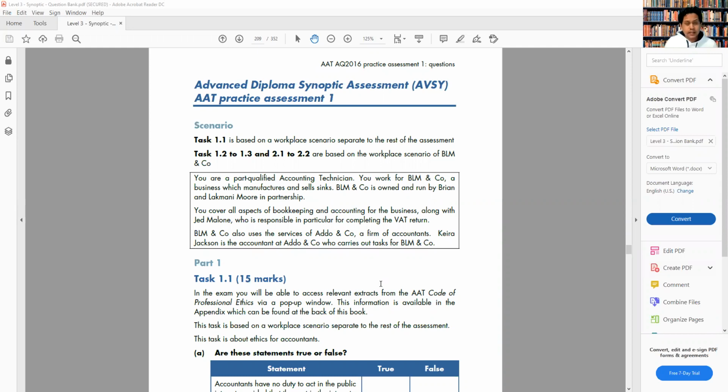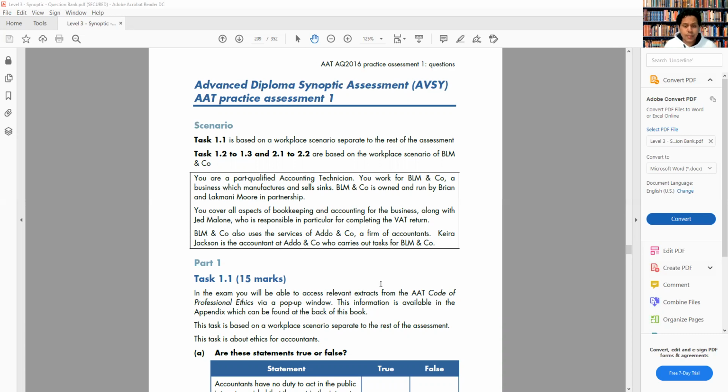Today we're going to see the Synoptic assessment for the Level 3 exam, Advanced Diploma in Accounting, and we're going to follow the AAT Practice Assessment 1. This one can be found on the AAT website, also from any of the question banks. I'm following the BPP question paper, but you can follow from the AAT website or any question bank, for example from Kaplan or from Osborne, and you will find it there.